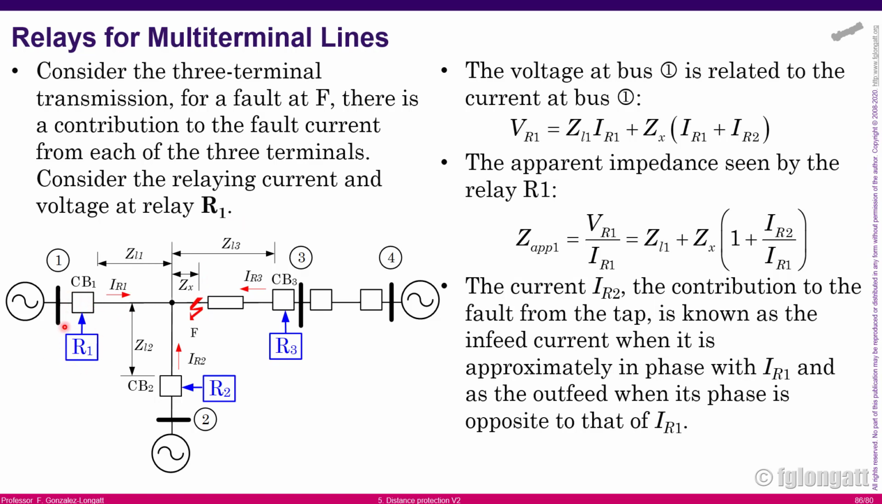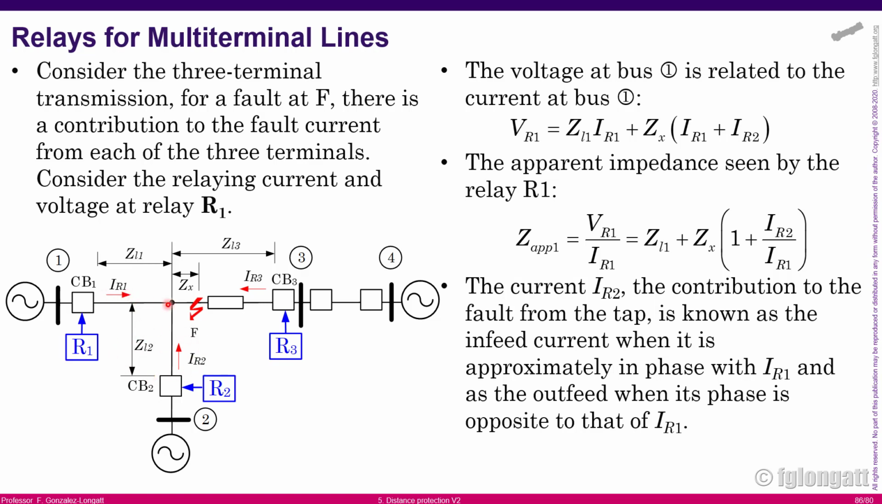Okay, the relay R1 is very simple because, what we need to consider here for the relay R1 is the measurement of the voltage at this location and the current I1. What we need to understand is that if there is a fault F here, there is a possibility of having an infeed coming to the fault from this direction and also an infeed coming from the other direction, that is, coming from the direction of R2.